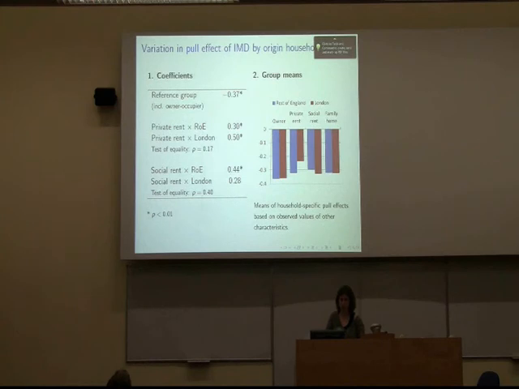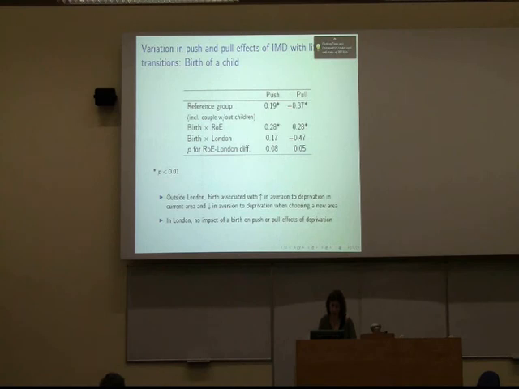Okay, now we're getting short of time, so I think I'll just show you one more of these. Yes, okay, let's look at birth of a child. This is one of our transition indicators. And here I'm only showing you the coefficients, and I've got the push and pull effects shown alongside. So the reference group, that includes couples without children. So what we've got here, so the 0.28 and so on, these are the effects of a birth, if you like, the change in the push and pull effects following a birth.